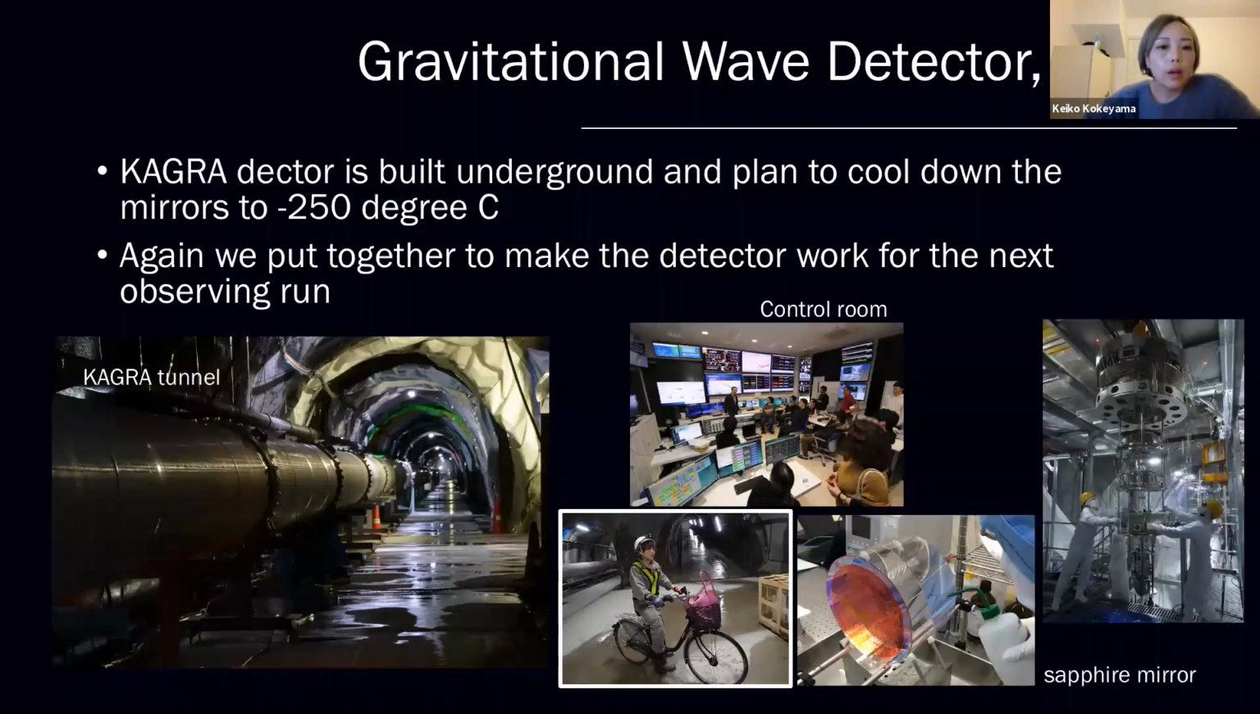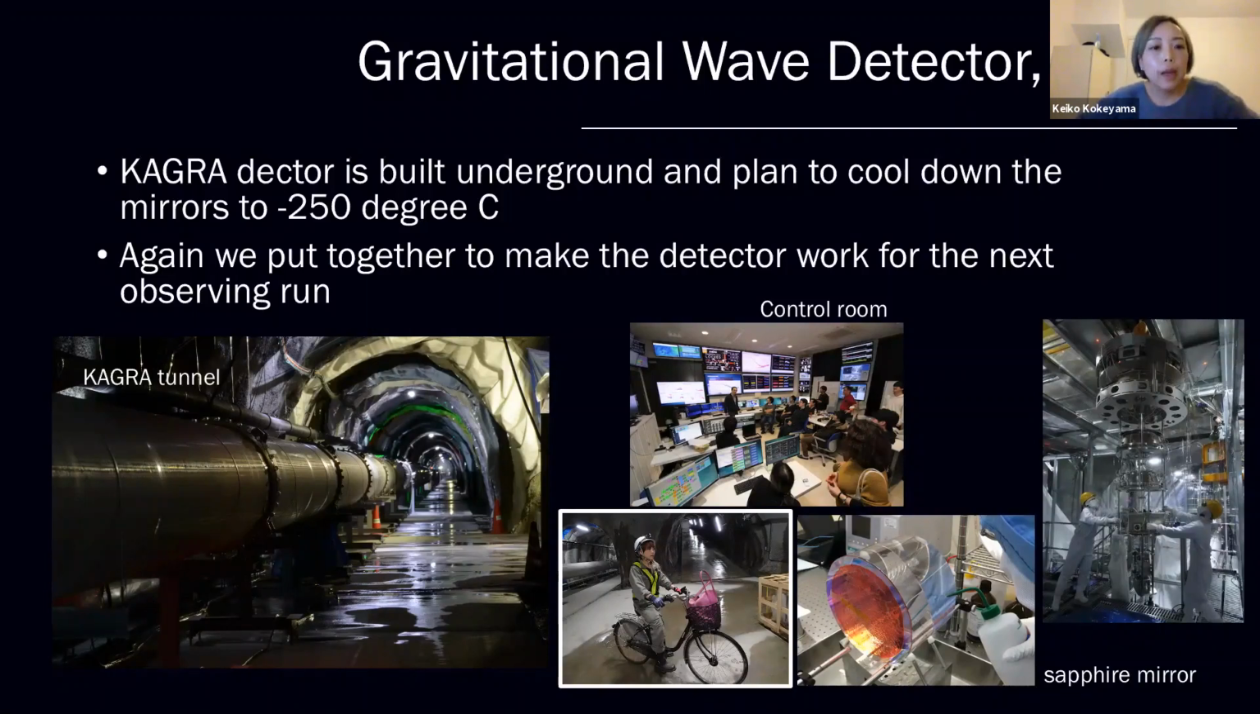Okay, so this is another detector. The pictures on the previous page are of the LIGO detector in Louisiana. These pictures are from the KAGRA detector. KAGRA is built underground. If you look at the picture on the left, its 3-kilometer L-shaped arm is in a very long tunnel underground. We also have the control room, and we have complicated parts. So our job is the same. We put everything together and make it work. So this is my research topic. Thank you. This is my introduction.